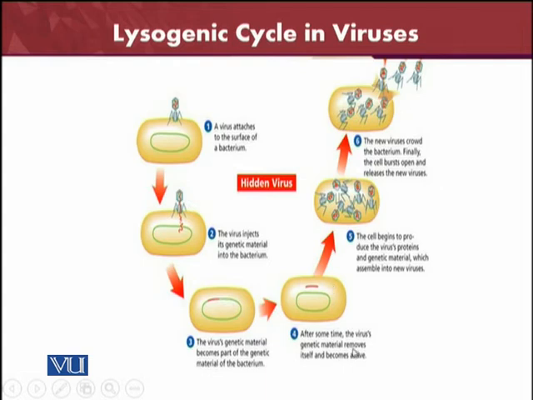After some time, the viral genetic material removes itself and becomes active by itself. It will take hold of the machinery to replicate itself. The cell begins to produce viral proteins and genetic material, which assemble into new viruses. First the viral genetic material is produced, then the proteins, and then they assemble to make a mature virus. The new viruses crowd the bacterium and finally the cell bursts. Now the infection can be persistent, or the cell bursts and the virus is released into the environment.